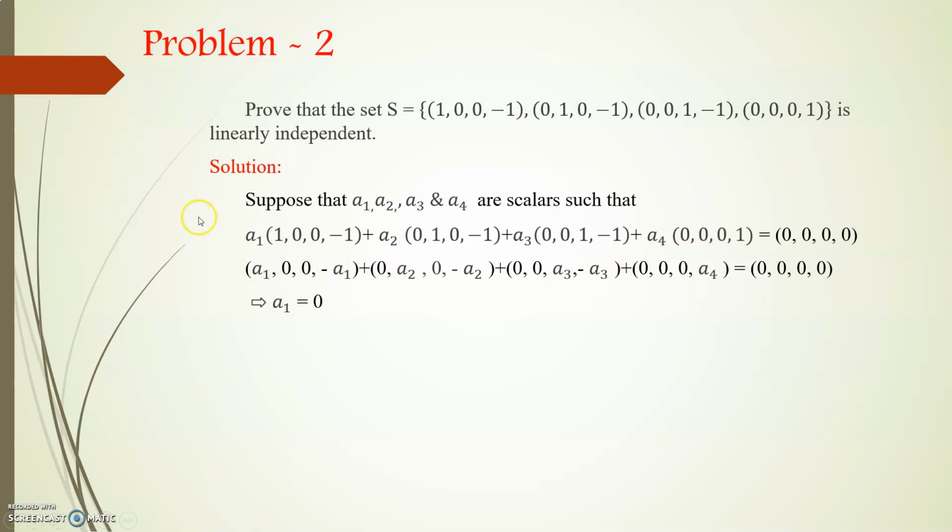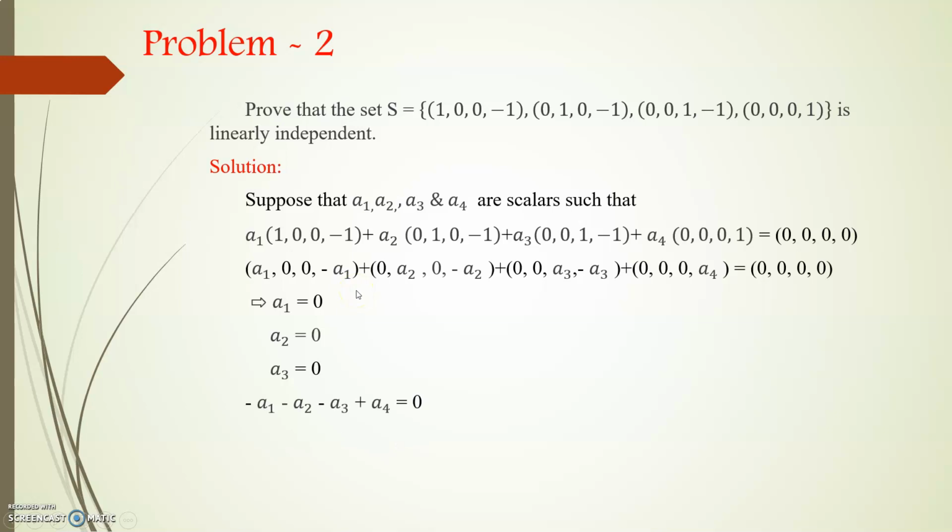Now equating the first element of the vectors, all the other first elements are 0, so only we have a1. The right hand side first element is 0, which implies a1 is equal to 0. Then the second element, here we only have a2, and the others do not have it. Therefore a2 is also equal to 0. Then the third element, here 0, here also 0, here a3. So a3 is equal to 0.